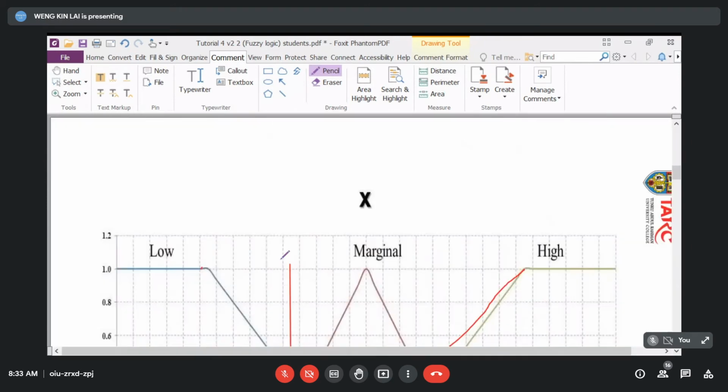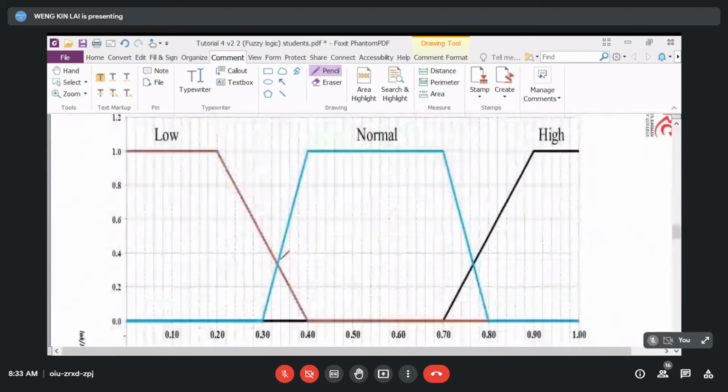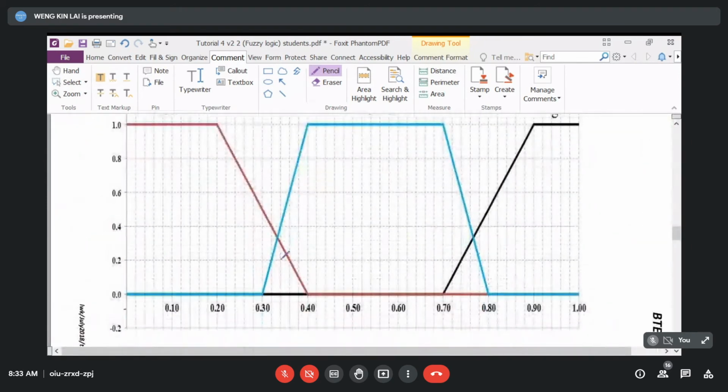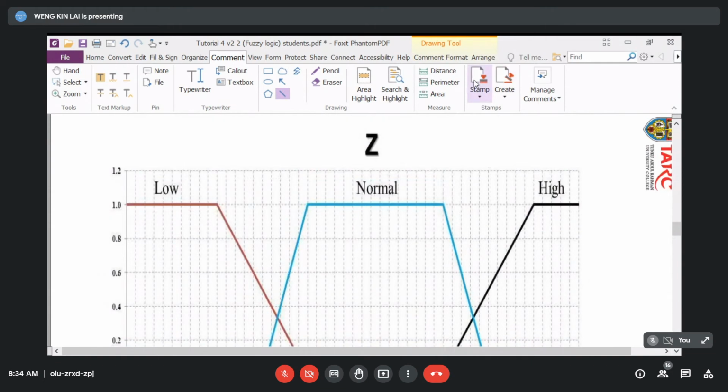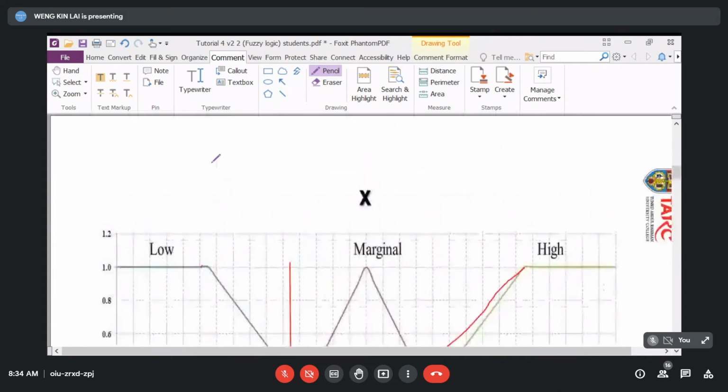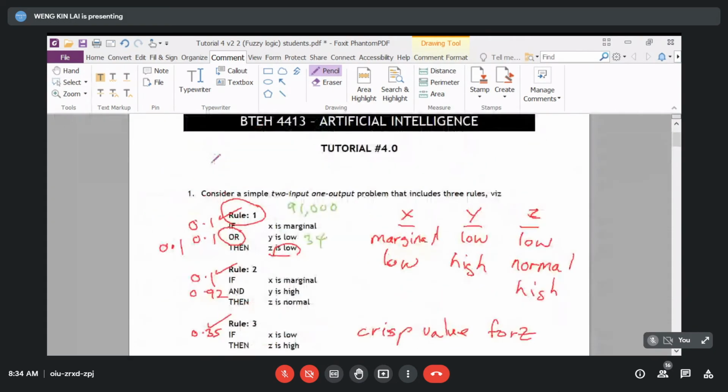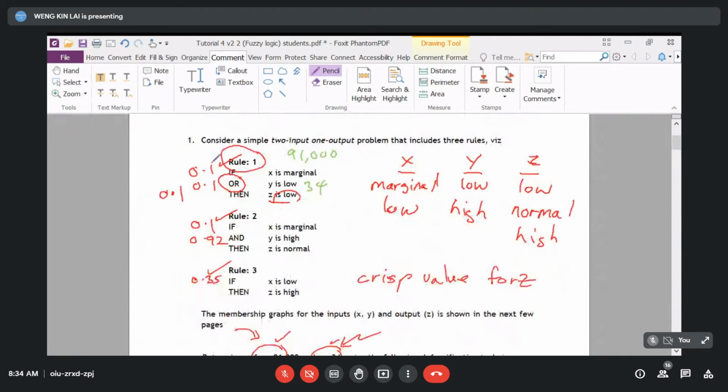So let's go down here. Now look at Z, 0.1, low. So the 0.1 will be here. This one is your low. See that? It's lower. So we have actually done this: Z equals low, 0.1. Now go down to the next one, rule number 2. Your rule number 2, same thing.